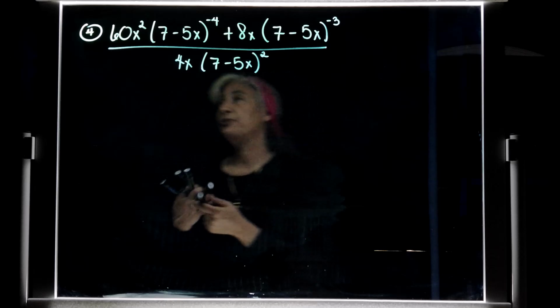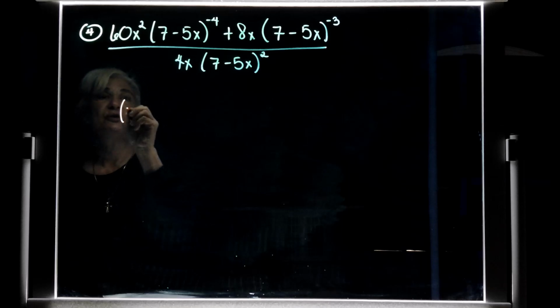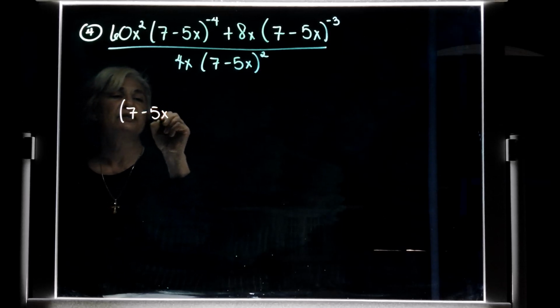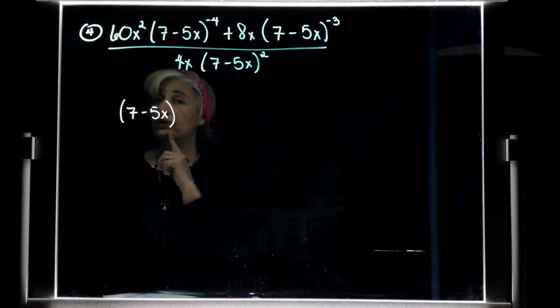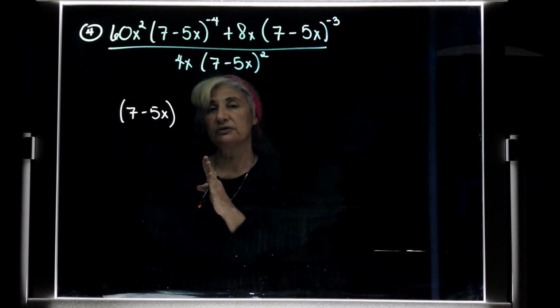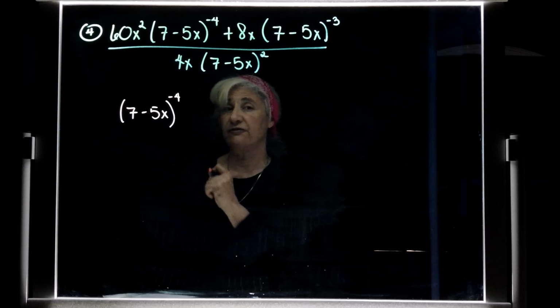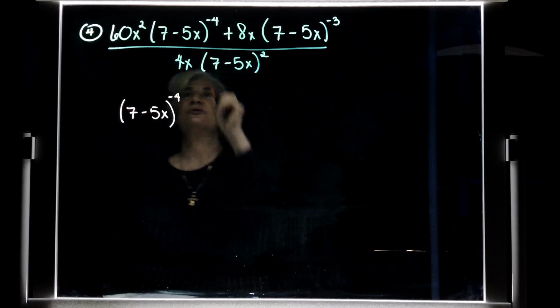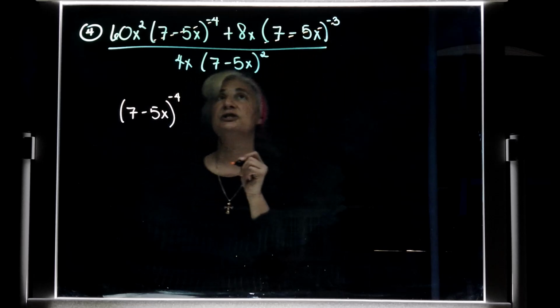So right away you notice the parentheses. Okay, the parentheses are pretty hard to miss. So you notice there was a 7 minus 5x in common to what power? -3 or -4? And if you're uncertain, which one is smaller? The -4 is smaller, so you're taking out to the -4th power. Okay, so that kind of takes care of these guys in terms of what you can factor out.